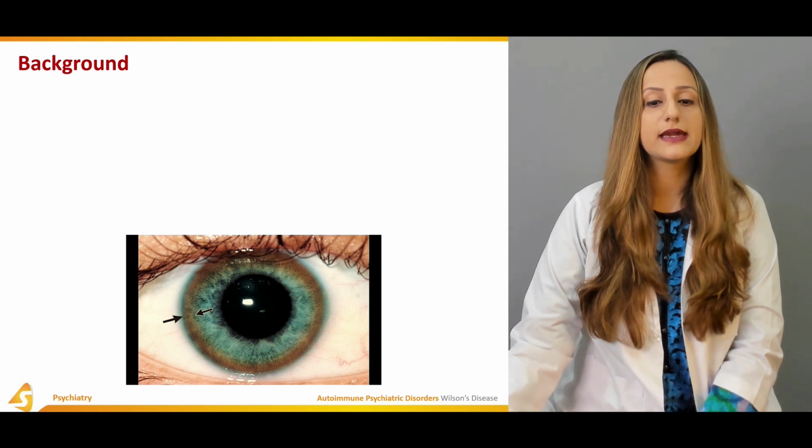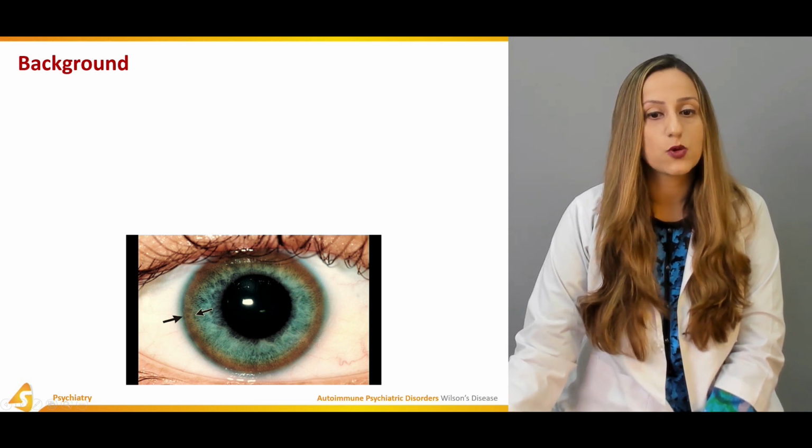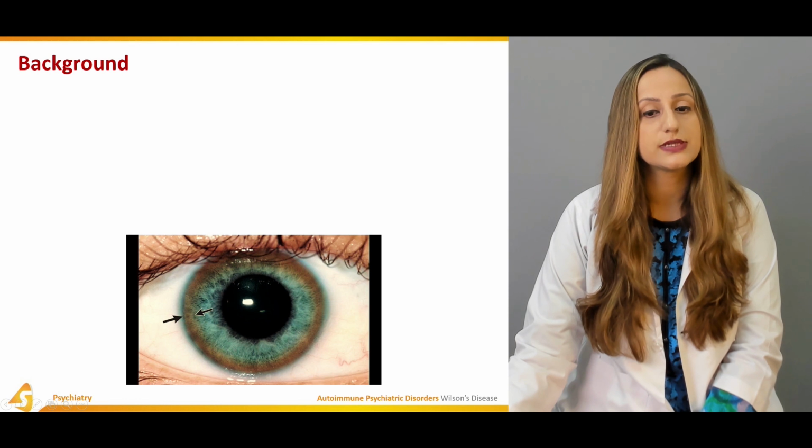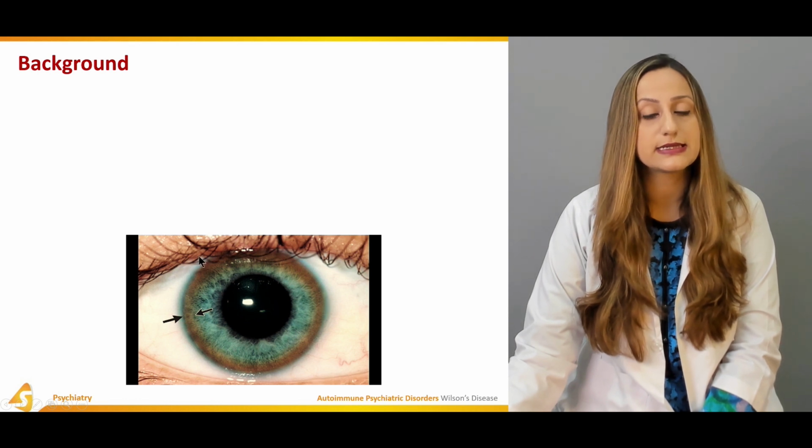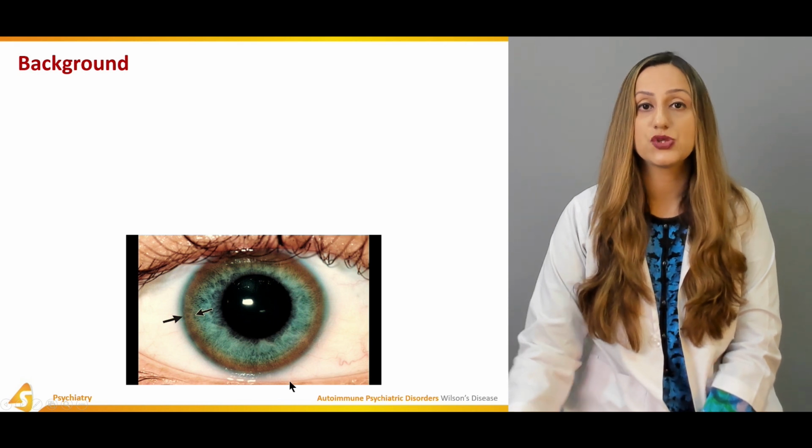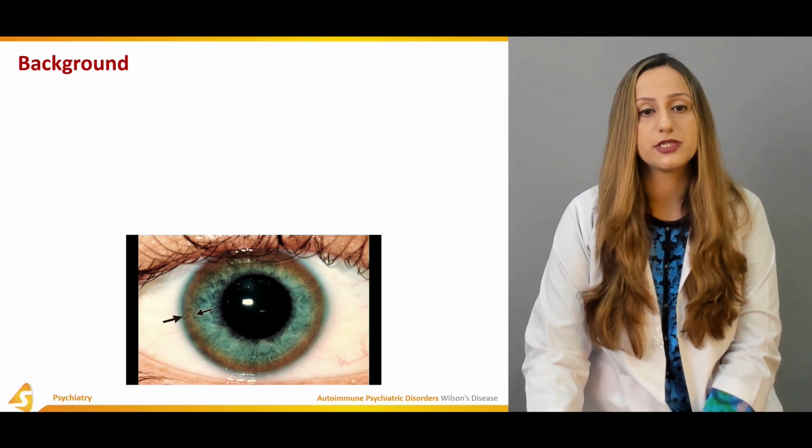These are the Kayser-Fleischer rings, which are quite commonly observed in a patient suffering from Wilson's disease. This ring is observed on the outer edges of the pupils due to the copper deposition again.